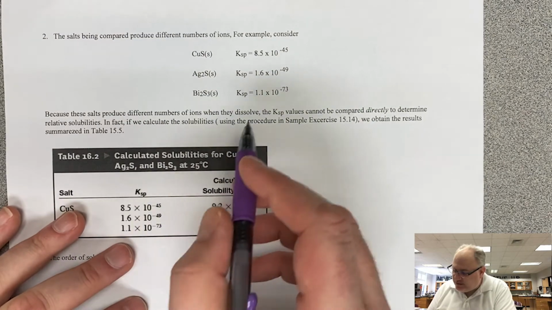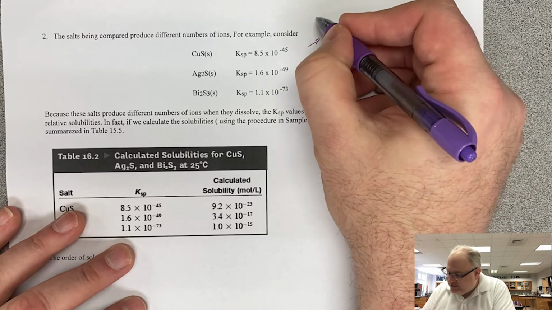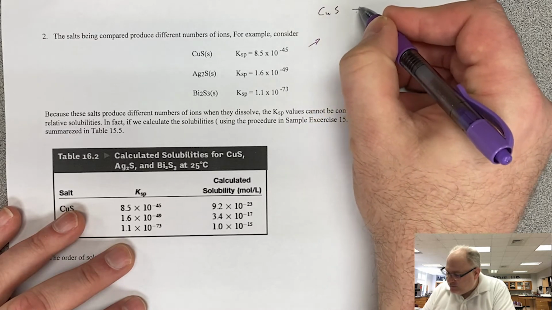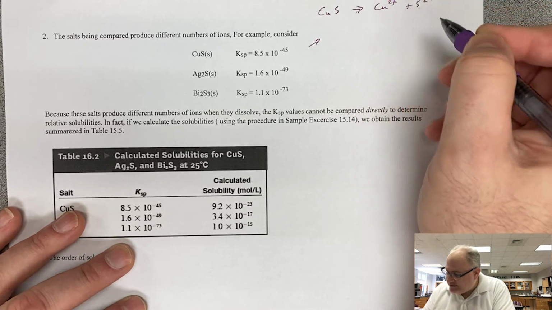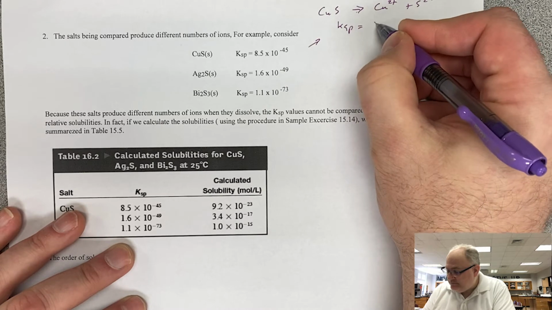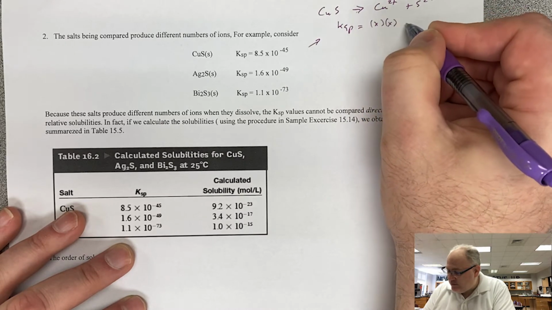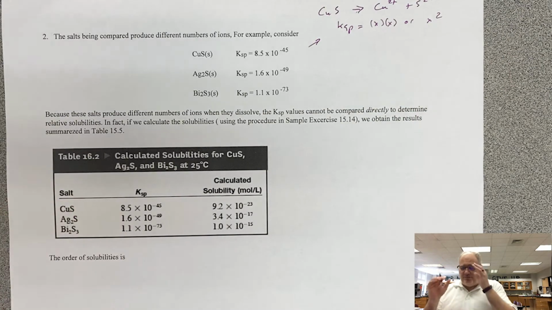And I want to show you this really quickly, because in this case right here, I'm going to set it up for you. Would you agree that CuS, when it breaks apart, will break apart into Cu2+ and S2-? And if we were to solve for a Ksp for this, wouldn't it be x times x, or x squared? So anytime you're breaking apart into two particles, it's always going to be x squared.